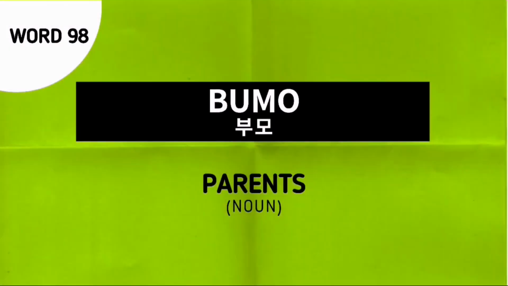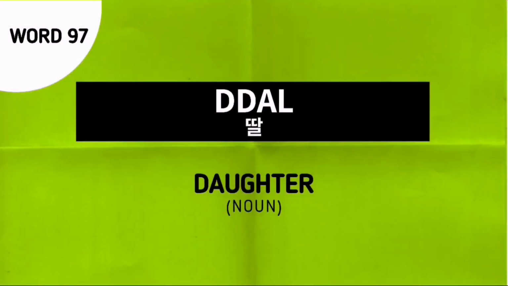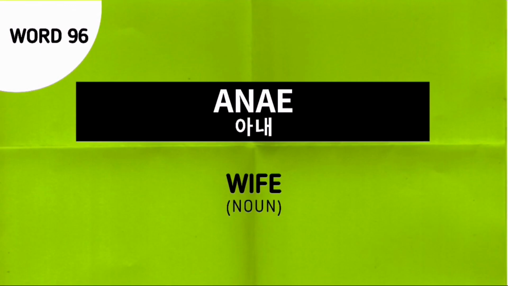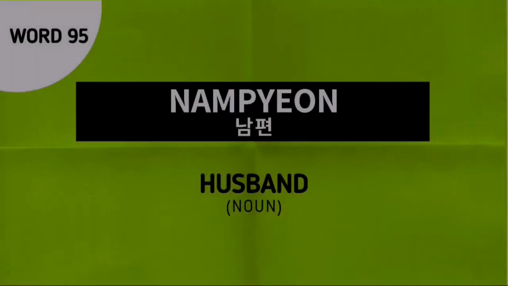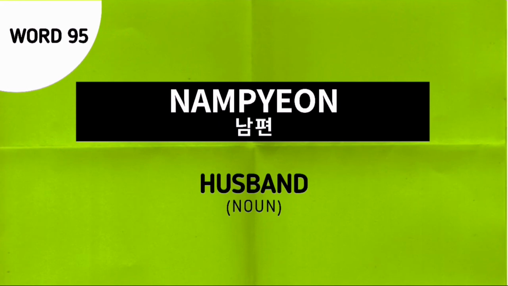Word number 98 is pumo, and this is the Korean noun for parents. Word number 97 is tal, and this is the Korean noun for daughter. Word number 96 is ane, and this is the Korean noun for wife. Word number 95 is nampyeon, and this is the Korean noun for husband.